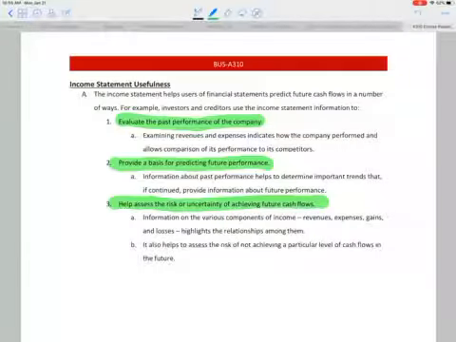It can also help us to assess the risk or uncertainty of achieving future cash flows. So you can look at the revenues that were generated, and that's going to give you an idea of what types of revenues we could expect to occur in the future. And then we can also compare that if we pull in the balance sheet and look at accounts receivable, it helps us to see what types of cash flows we could expect to happen in the future.